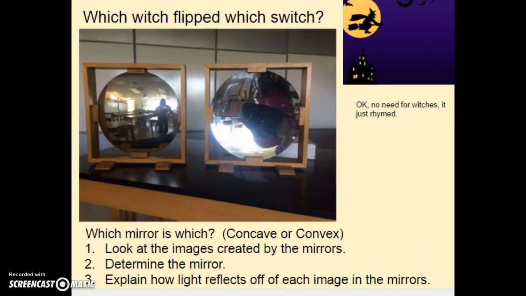So, which is which? Well, we did these in class, and if you notice my picture here, I'm smaller, so this means this is a convex mirror. And in this one, I'm upside down, so I would be beyond the focal point of a concave mirror.